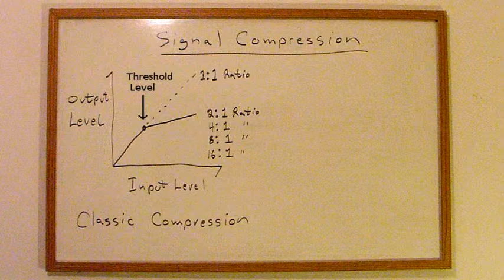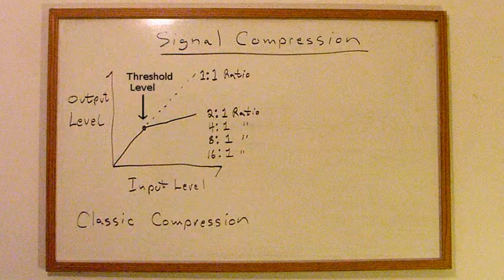Above the threshold voltage, things begin to change. In the classic compressors, there's only one change of compression ratio. It changes from 1-to-1 to something else, but that something else is set. It could be 2-to-1, it could be 4-to-1, it could be 8-to-1. I believe the Boss CS-2 was running around 4-to-1 or 6-to-1. So above a certain level, say an increase of 6 volts above the threshold would only result in the output signal rising by 1 volt.